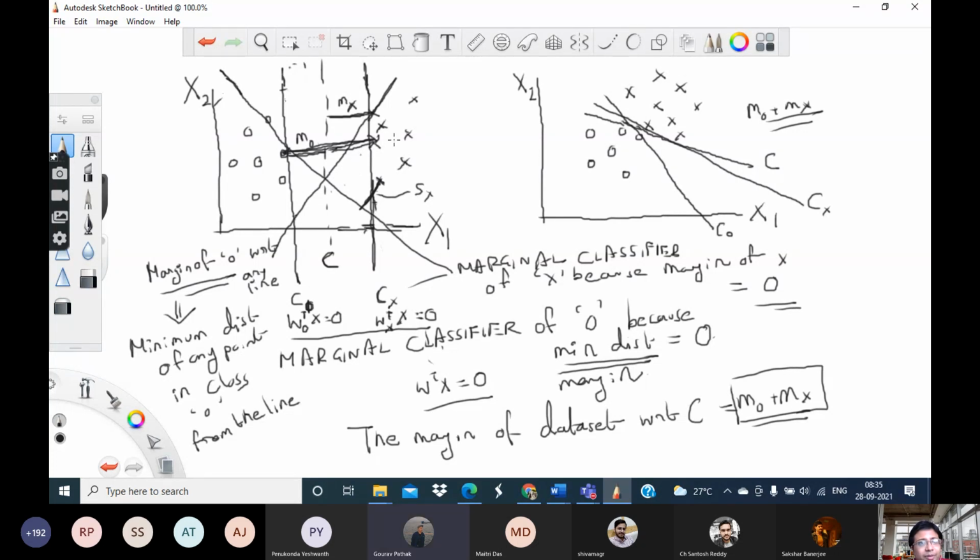Margin of a line with respect to Sx only. The margin of the data set with respect to this line is nothing but the margin of the circle class, which is 0, plus the margin of the cross class, which is Sx. So the margin in this case is Sx. If I call this line C1, then its margin is Sx. If I call this C, then its margin is M0 plus Mx.